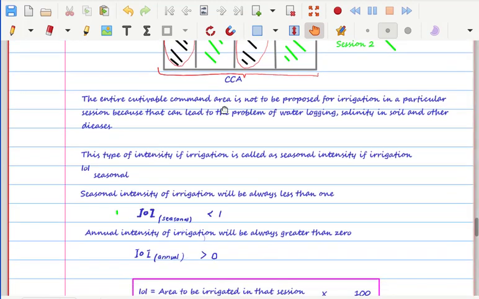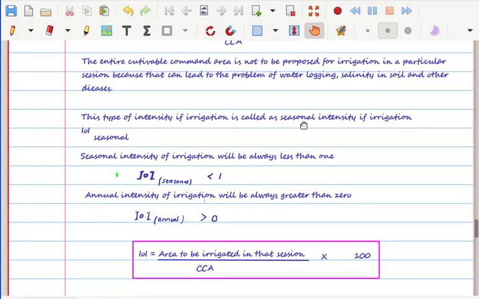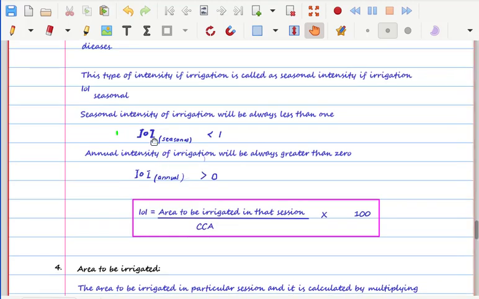So the entire cultivable command area is not proposed for irrigation in a particular season, as we have discussed, because that can lead to the problem of waterlogging, salinity in soil and other diseases. This type of intensity of irrigation is known as seasonal intensity of irrigation. So if you are doing it on the basis of seasons, then you can call it seasonal intensity of irrigation. The important point to remember is that seasonal intensity of irrigation is always less than one, and annual intensity of irrigation will always be greater than zero. You can get these points in any sort of exam, multiple choice questions or interview questions.